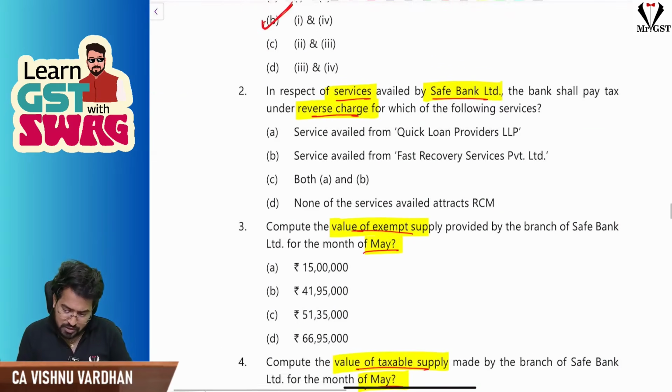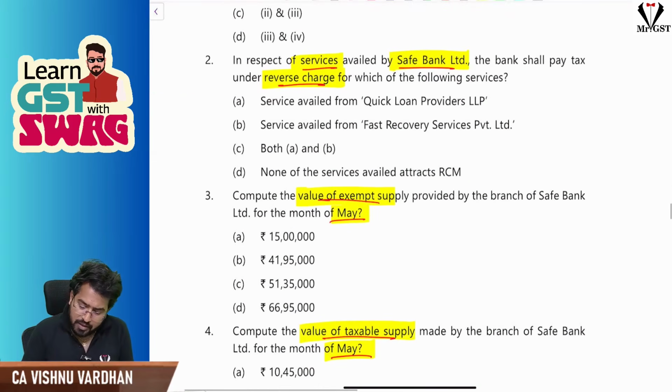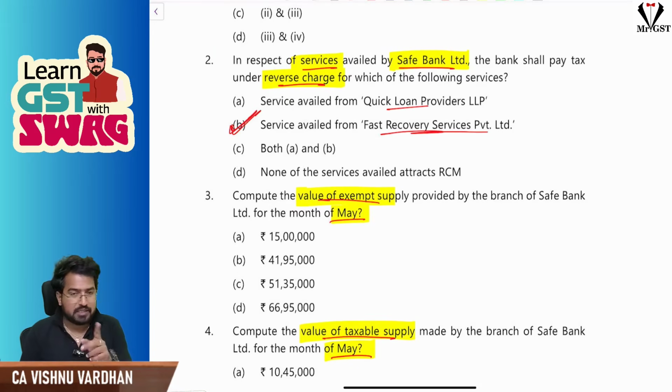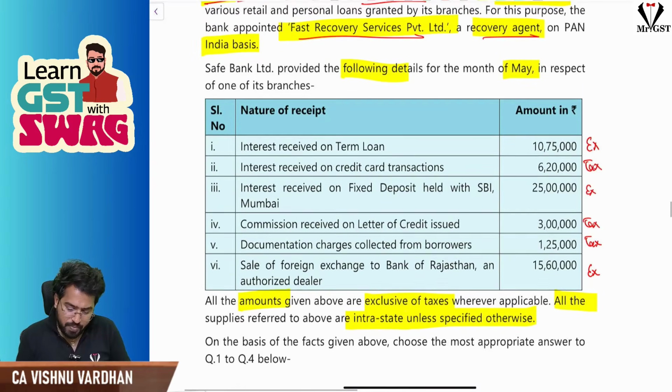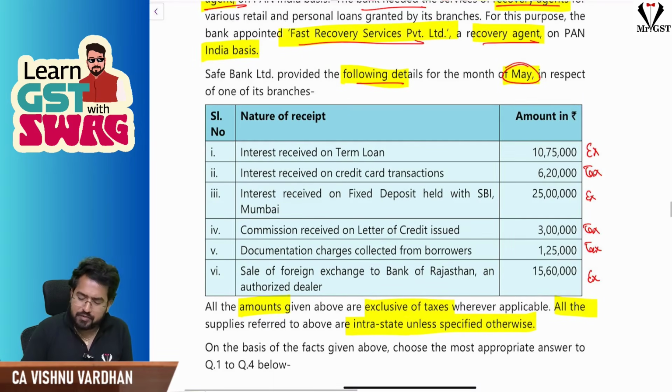So let us see the question here. RCM, recovery agent services. This is the answer. This one will be RCM. Quick loan providers, RCM will not come into picture. Again, I repeat, because that is not individual direct selling agent. And now they have provided following details for the month of May.